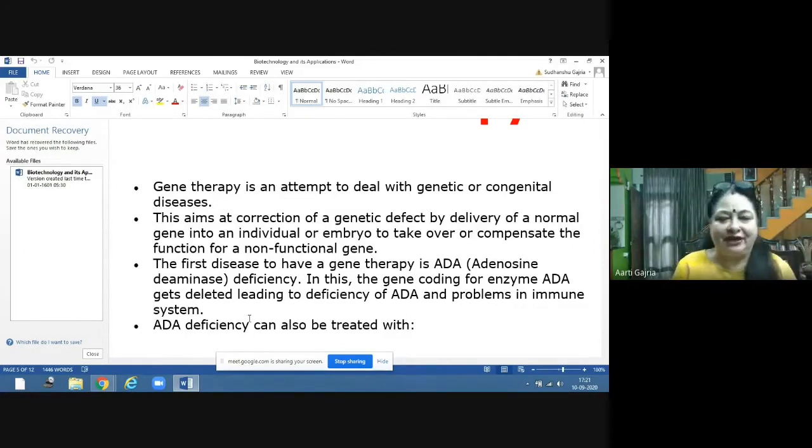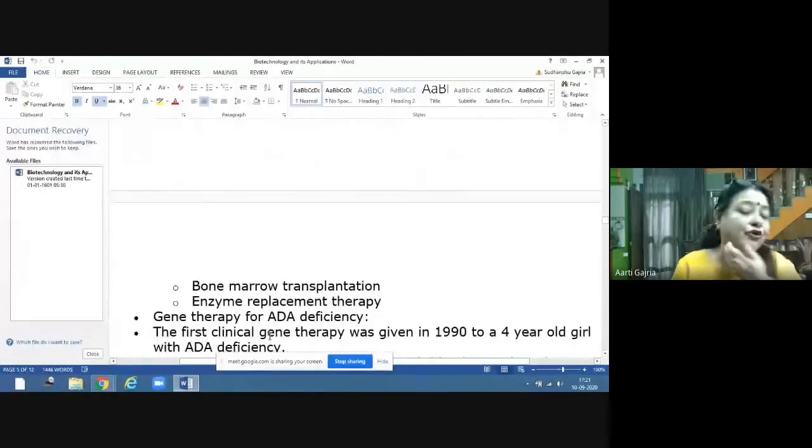Now, adenosine deaminase deficiency, before gene therapy was discovered or introduced, used to be treated by bone marrow transplantation. They used to transplant bone marrow into the patient's body so that lymphocytes B and T can be produced in the body from the new bone marrow. Or enzyme replacement therapy used to be there, where the enzyme was given into the body.